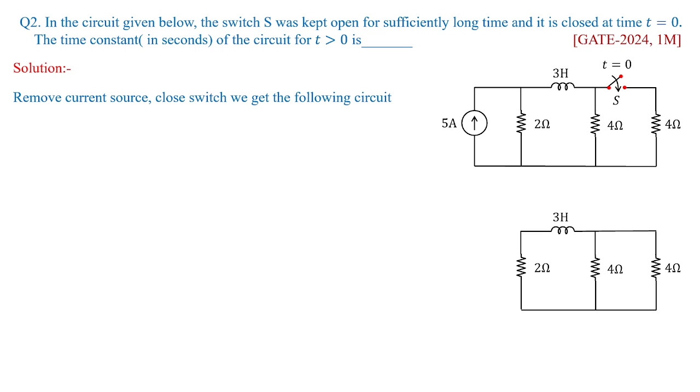Now we need to find out the time constant. What you have to do is calculate the L equivalent as well as the R equivalent. Meaning, what are the inductor values given, and what are the resistor values given?